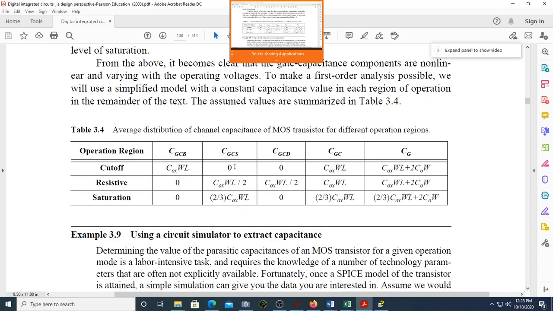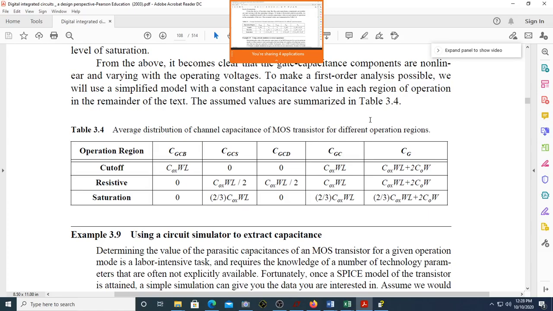And why are these two zero here? CGCS and CGCD are 0 here in the cutoff region. Why is it 0? Because there is no channel. In the cutoff region, since there is no channel, whatever gate to channel capacitance you have is only with respect to the bulk. It is not with respect to source or drain. Correct? So whatever CGCB you had is now CGC. That is the gate to channel capacitance.